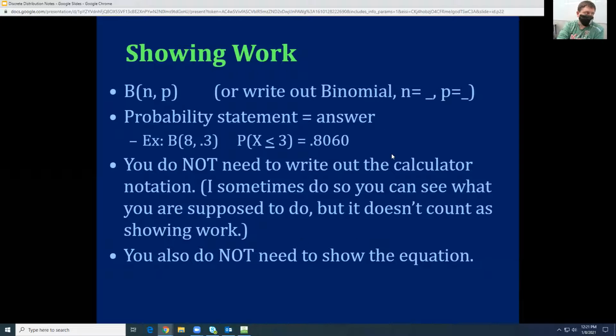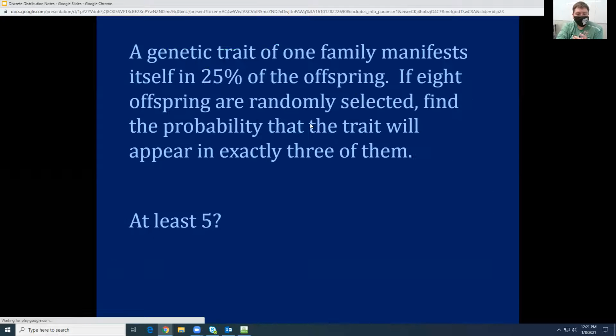You also don't need to show the equation unless Matthew's just super excited to write out that equation over and over again, which I know he is. But no, you don't have to show me the equation. I just need the binomial, the probability statement, the answer. That's it. And that's all AP needs too. So it's not just me. Okay, let's practice one with the calculator now.